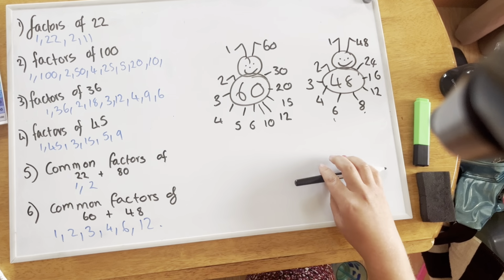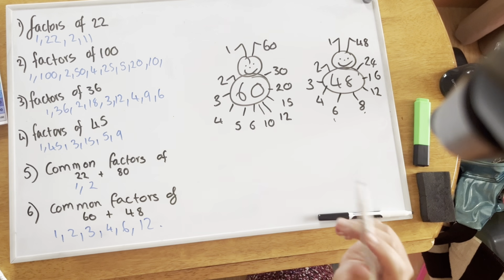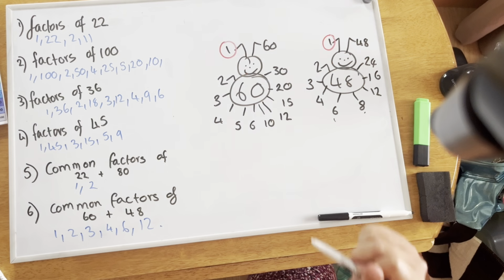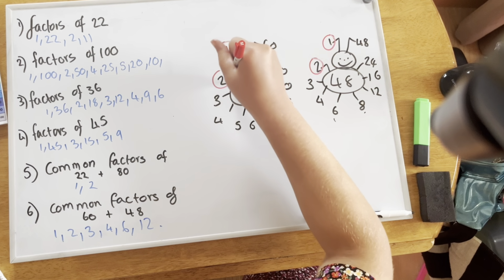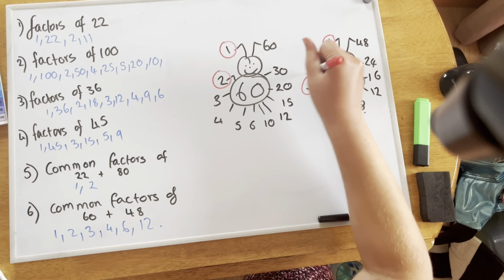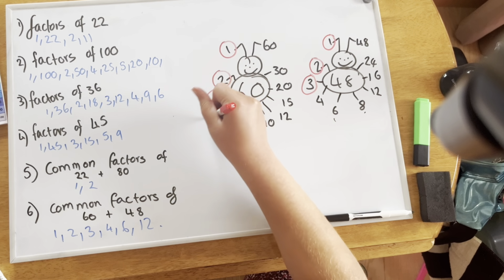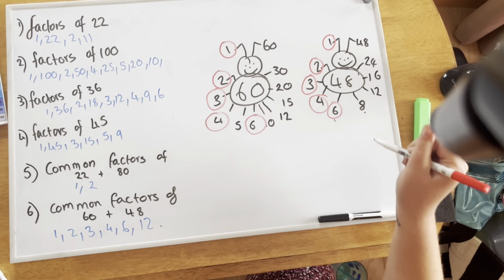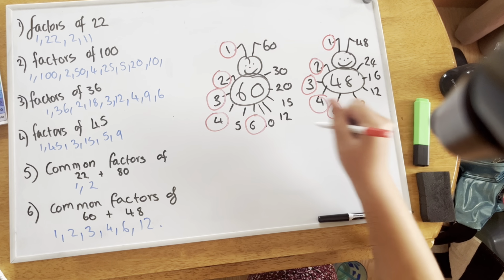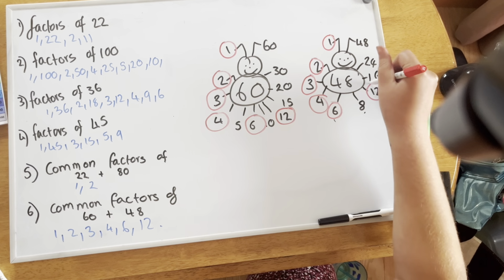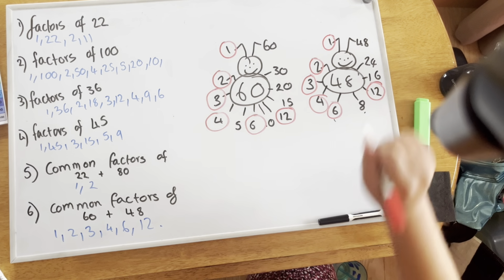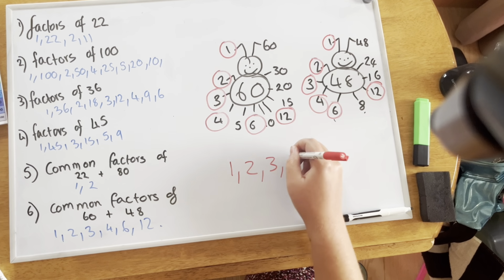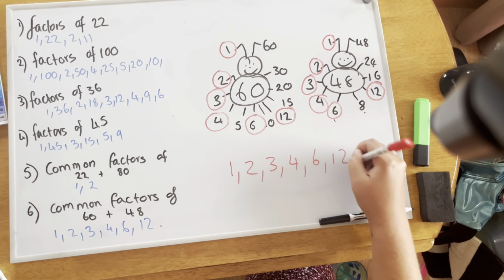So again, I'm going to get my different colours so I can see what my common ones are. Well, we've got 1, we've got 2 in both of them, we've got 3 in both of them, we've got 4 in both of them, we've got 6 in both of them, we have 12 in both of them, and that's it. So we've got those ones there. Our common factors are 1, 2, 3, 4, 6 and 12.